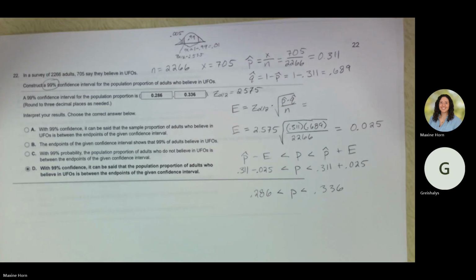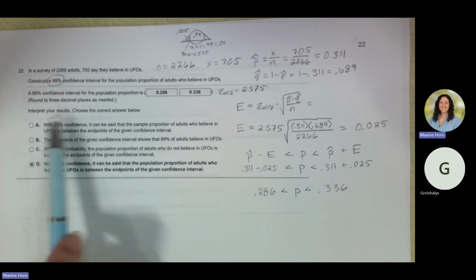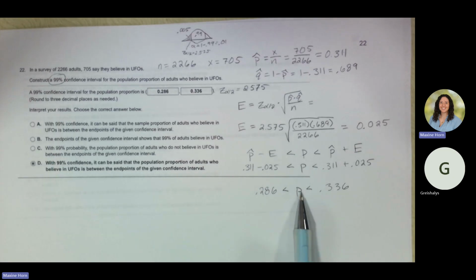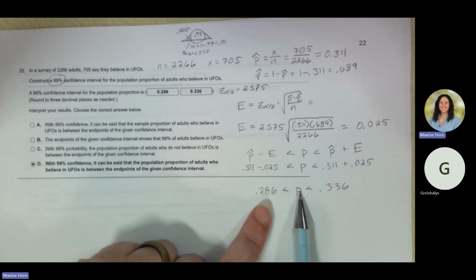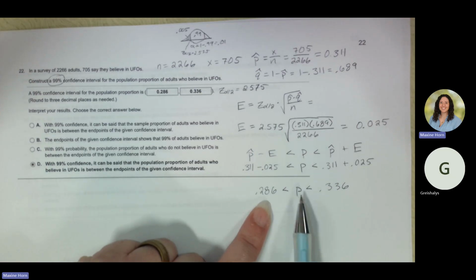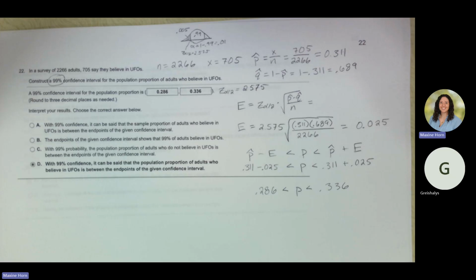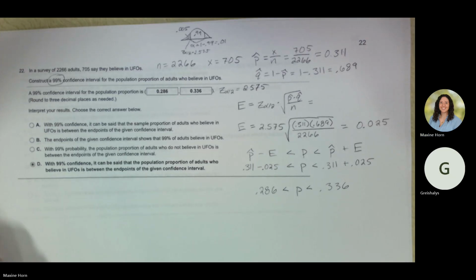to get. So we can say, right, because they always want us to interpret, we can say with 99% confidence that the true population proportion lies in this interval, right? The true population proportion is somewhere between 0.286 and 0.336. Okay. All right.